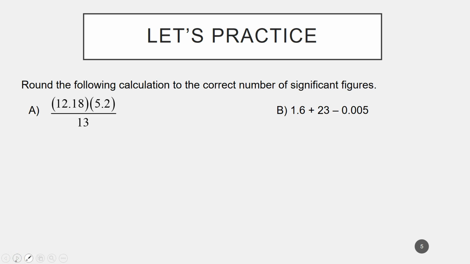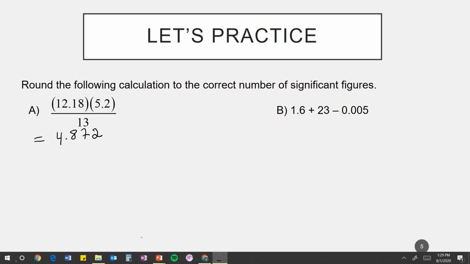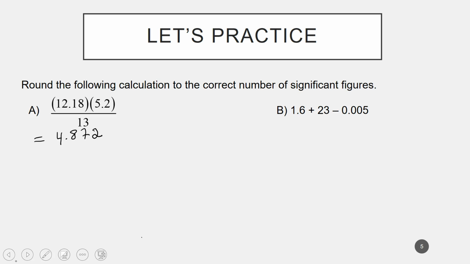Let's practice. Round the following calculations to the correct number of significant figures. 12.18 times 5.2 divided by 3. If I put this operation in my calculator, I will get 4.872. So how many significant figures do I have to keep?